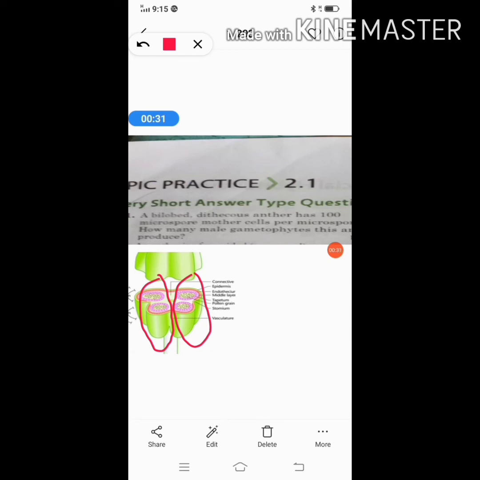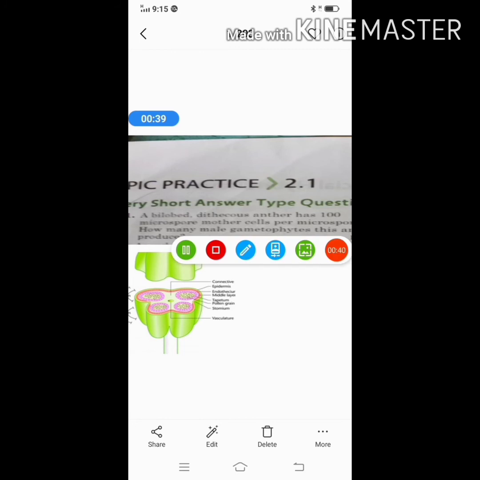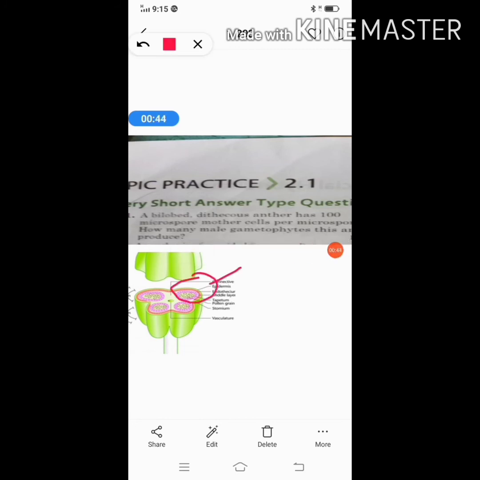The question says that in each microsporangium, 100 microspore mother cells are present. In each microsporangium, we can see 100 microspore mother cells. Likewise, in every microsporangium, 100 microspore mother cells are present. So the question is, how many male gametophytes can this produce?